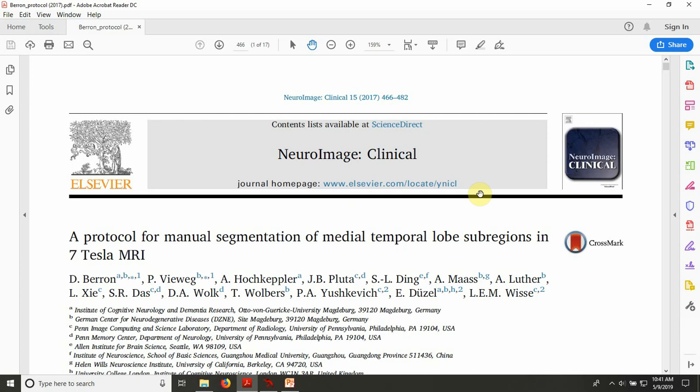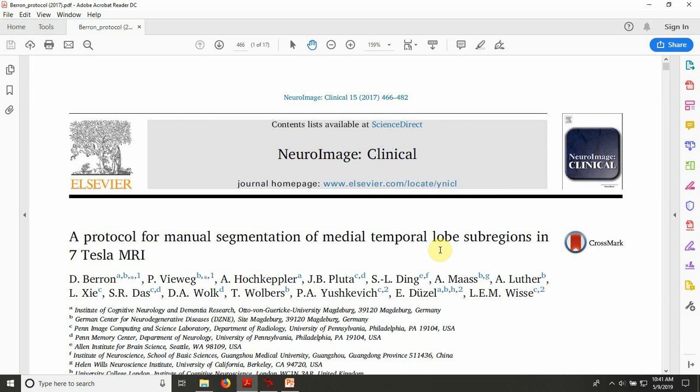Hi everyone, my name is Laura Wiss and today I'll be giving a demonstration on the segmentation of hippocampal subfields in the hippocampal body, the midsection of the hippocampus, on T2 weighted MRI according to the protocol described in this paper. If you haven't done so already, I would recommend that you first read this paper and watch my other tutorials on hippocampal anatomy and segmentation.